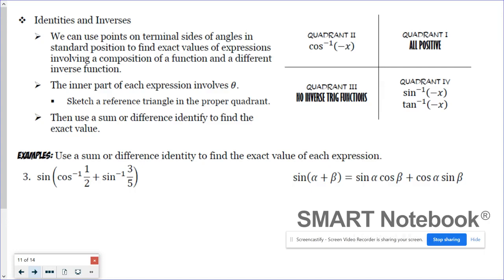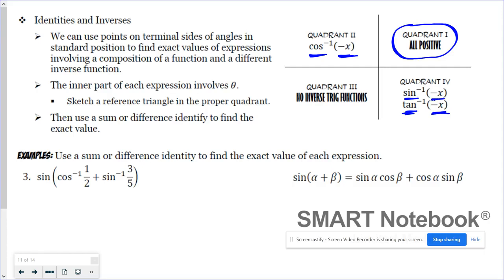And so whenever you see an inverse trig notation in the number, like you have the inverse trig function of a positive value, your reference triangle will be in quadrant 1. If the value is negative, it's either in quadrants 2 or 4. It's in quadrant 2 if it's inverse cosine of a negative value, and it's in quadrant 4 if it's inverse sine or inverse tangent of a negative value.